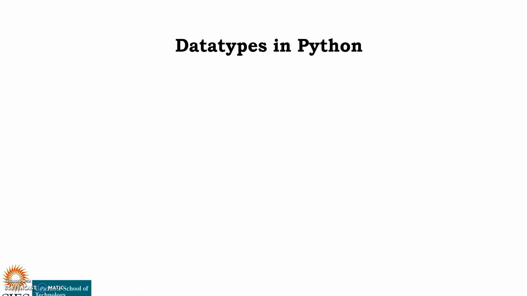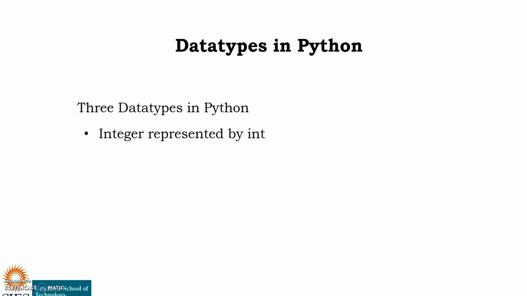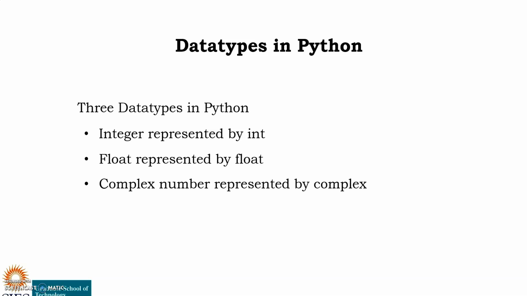So there are 3 types of data types in Python. The first one is integer, represented by int. The second type of data type in Python is float, represented by float. The third data type in Python is complex number, and it is represented by complex.